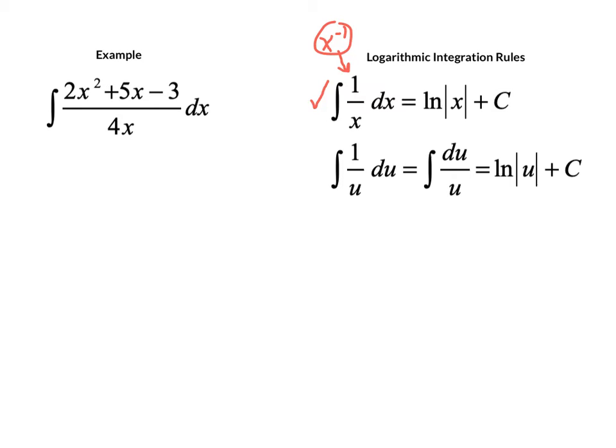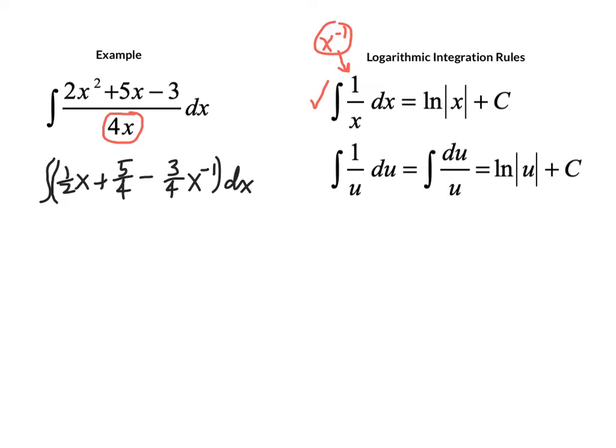So we're going to use that here, but before we do, we have to do a little bit of a rewrite. And as usual, when you have a rational function with a monomial in the denominator, we want to divide through. So we're going to be dividing the coefficients and subtracting the exponents here. And when we do that, our integrand function is 1/2 x to the first plus 5/4 x to the 0, so just 5/4, minus 3/4 x to the negative first power, all times dx.